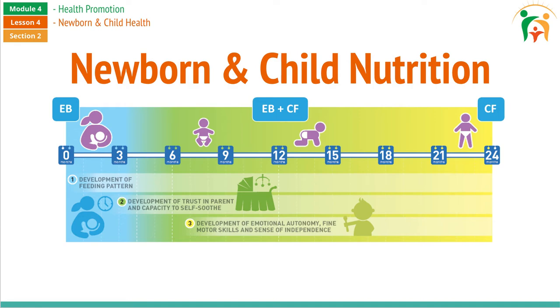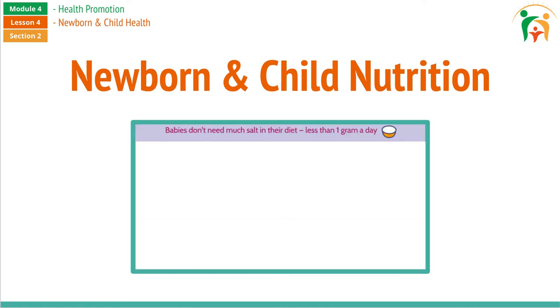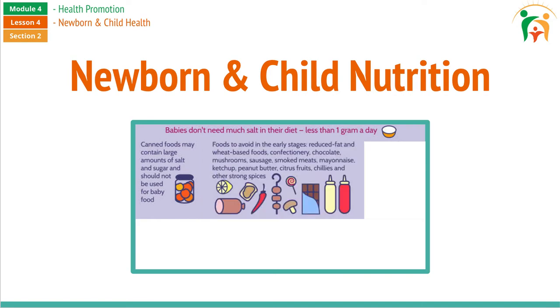Development of feeding pattern. Development of trust in parent and capacity of self-soothe. Development of emotional autonomy, fine motor skills, and sense of independence. Babies don't need much salt in their diet, less than 1 gram a day. Canned food may contain large amounts of salt and sugar and should not be used for baby food.